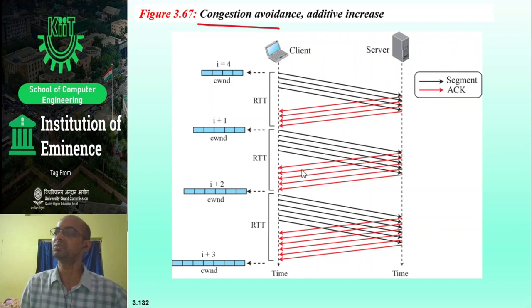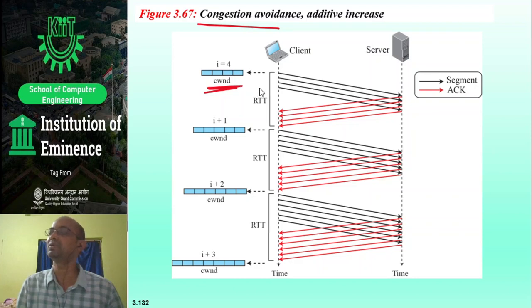Once you reach the threshold, or when some event occurs, like a timeout or duplicate acknowledgements, then we go for the congestion avoidance phase. At that time, CWND will not increase for each acknowledgement by 1. Only when all acknowledgements arrive will it increase by 1. For example, if my value of CWND is 4 and all 4 are acknowledged, then my value will increase by 1. That means 1 by 4 plus 1 by 4 plus 1 by 4 plus 1 by 4, that is 4 by 4, which is 1. So the next value will be 5. If all 5 are acknowledged, then the next value will be 6, and so on.